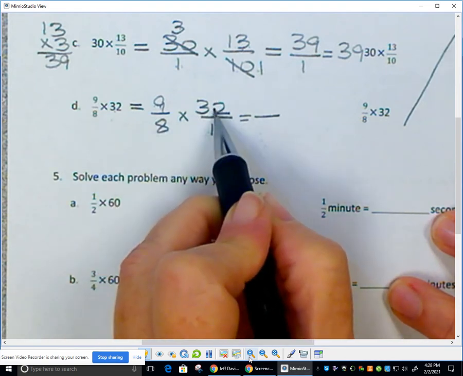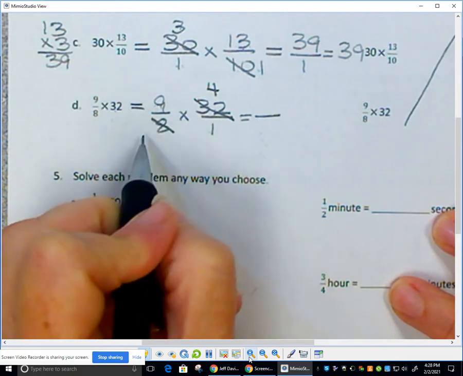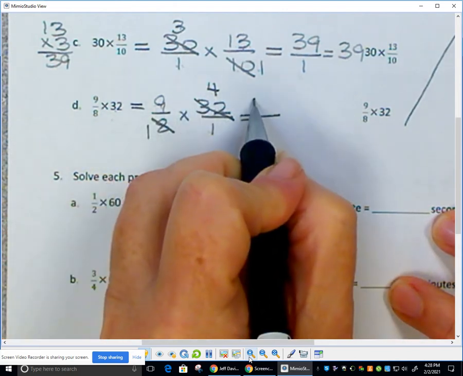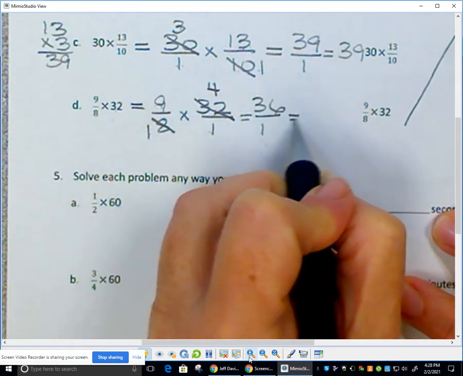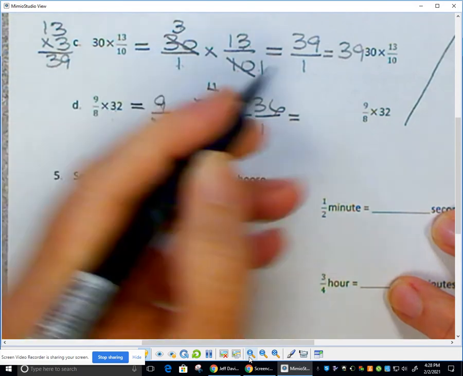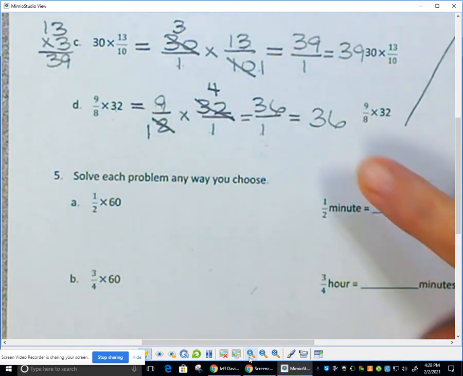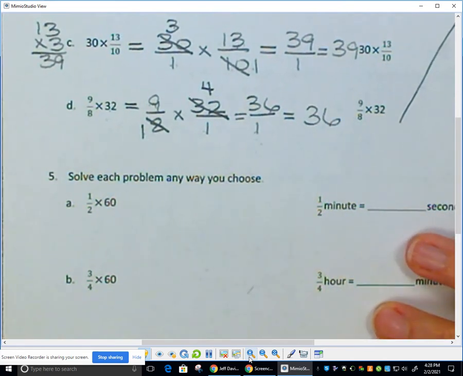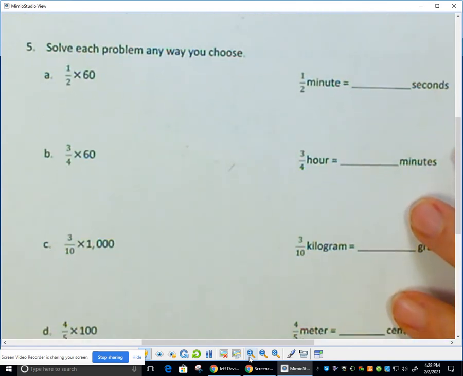Let's try this. 8 will go into 32 4 times, and 8 will go into itself 1 time. Now, 9 times 4 is 36. 1 times 1 is 1. And 36 divided by 1 equals 36. So, I hope you see that you're getting a little better at this. Let's come down and look at this part.